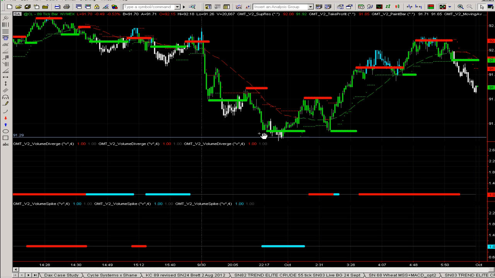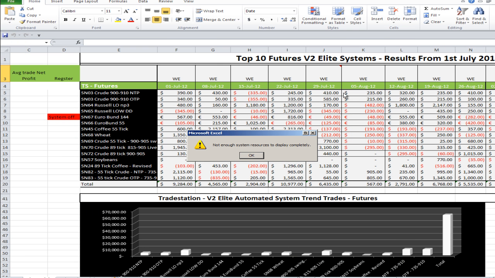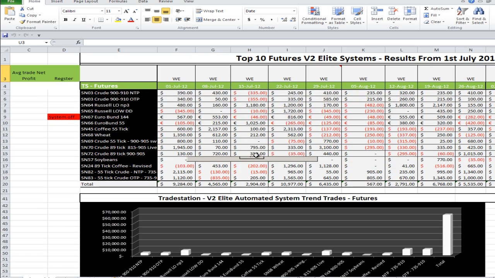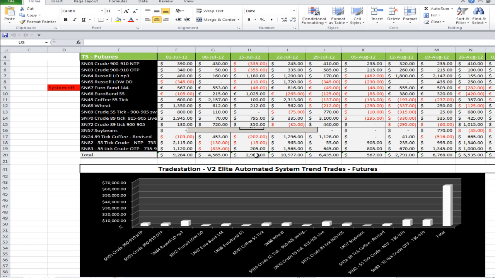So the first thing I want to do is basically take you through our what's hot list. Okay, that should be coming up now fairly clearly. So what you'll see here is I've been tracking the futures systems, not so much from way back in January, but more recently, since the 1st of July, just to see what's working really well as the most recent systems.